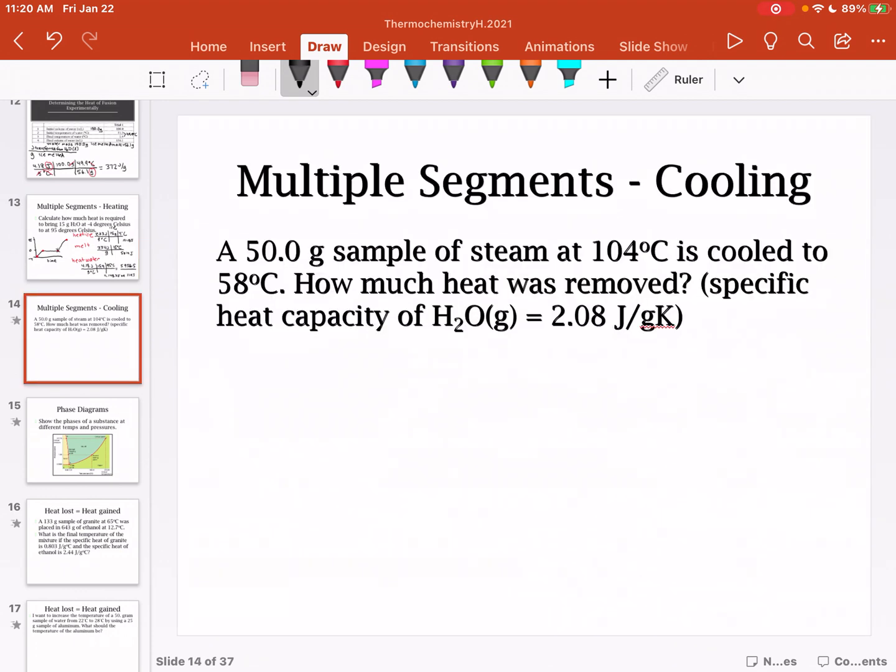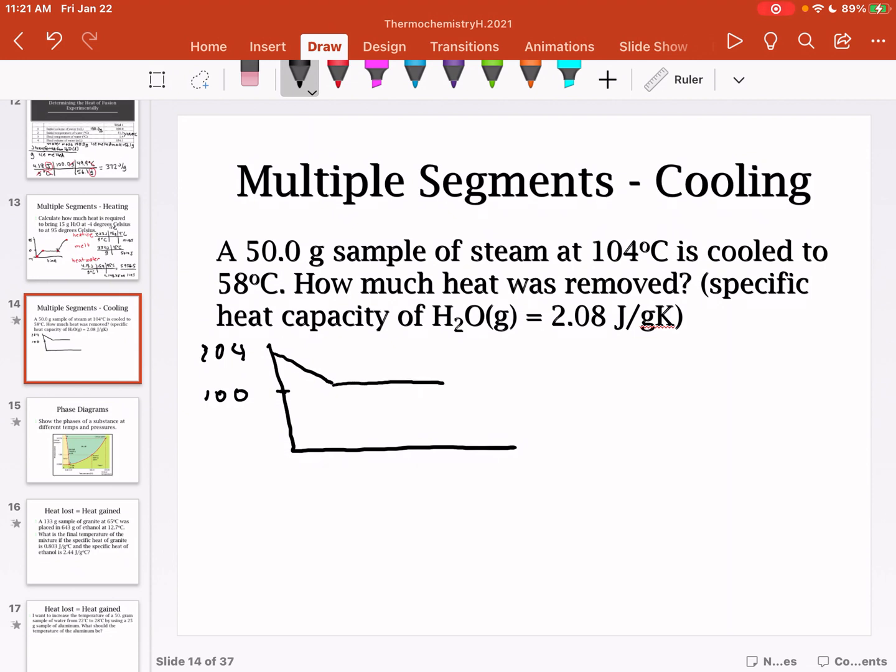Let's look at a backwards example. This time, let's do a cooling curve. So we're looking to take some steam at 104 degrees Celsius, and I want to bring it down to 58 degrees Celsius. So I'm going to go from 104. It's going to get cooled. Cool until it reaches 100. And now instead of vaporizing, this time we're going to do the reverse, which is condensing.